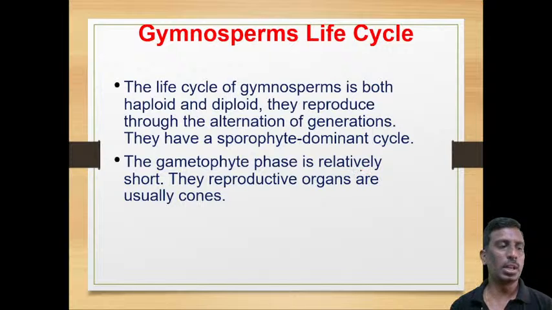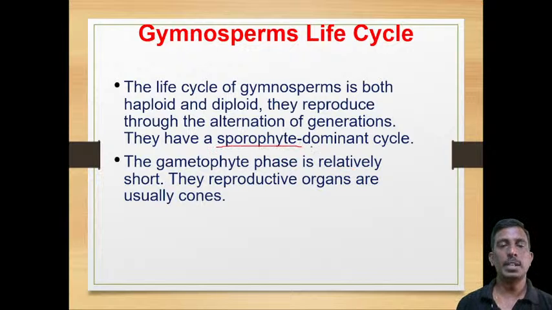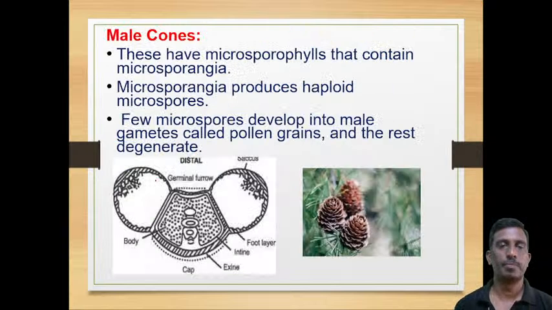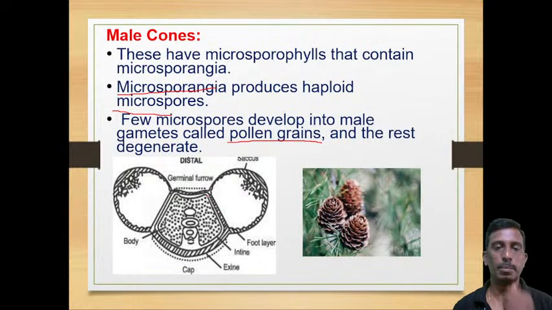So when you look at the life cycle of gymnosperms, it has both haploid and diploid phases, an alternation of generations. Here the sporophyte is dominant. Okay. The gametophyte is very short, and the plant produces cones, the male cones and female cones. Male cones have microsporophylls. On microsporophylls, there are microsporangia which will produce microspores. The microspores develop into male gametophytes, called pollen grains. Here you can see the pollen grains with wings.